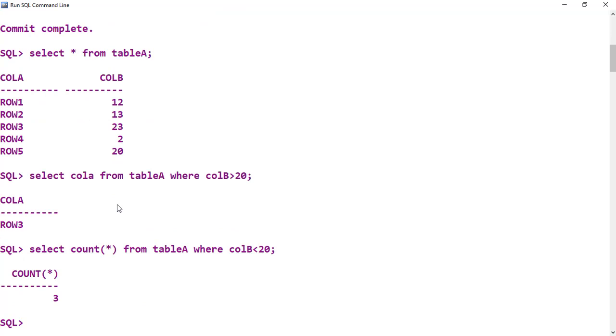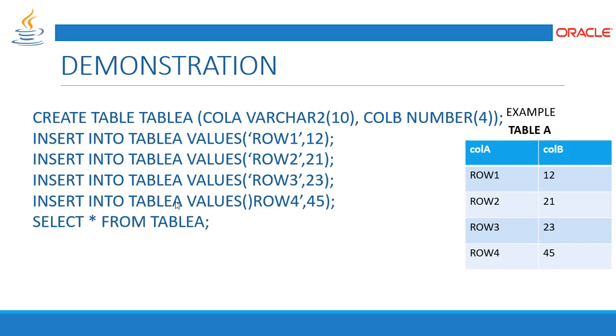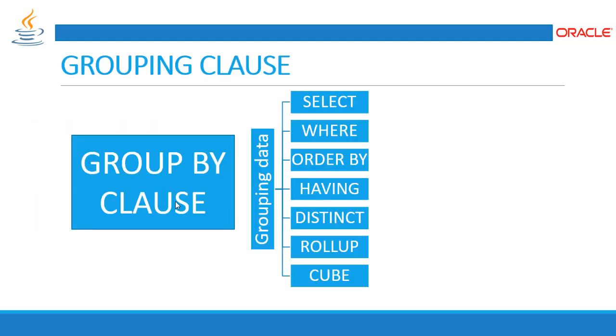So there are 3 rows which have a value less than 20: 12, 13 and 2. So that's how it's calculating. This is how we can group the data together. These are the queries used to group the data so far, with the help of the select and the where clause. Now in case of group by, we have other features. Grouping clauses are used to group the data in different ways, using select and where. That's what we have learned.